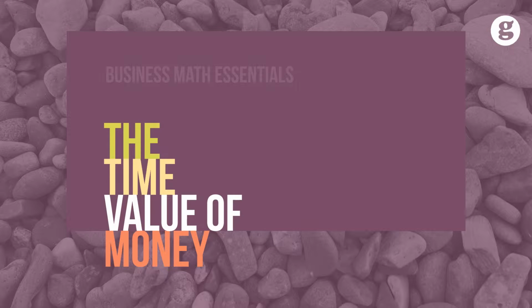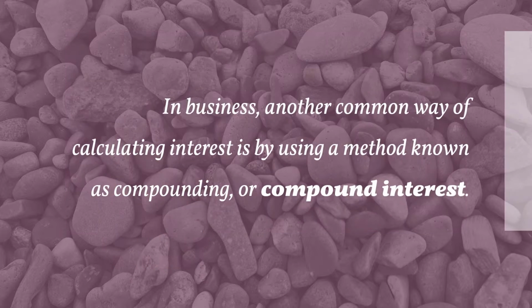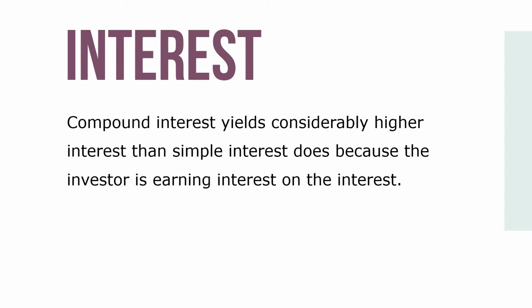Let's take a look at the time value of money. In business, another common way of calculating interest is by using a method known as compounding or compound interest, in which interest calculation is applied a number of times during a term of a loan or investment. Compound interest yields considerably higher interest than simple interest does because the investor is earning interest on interest.